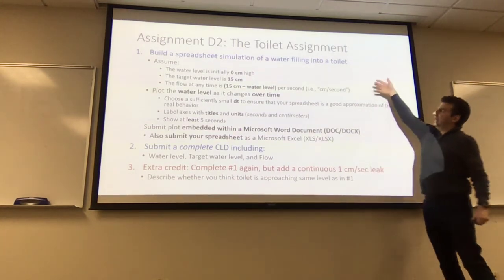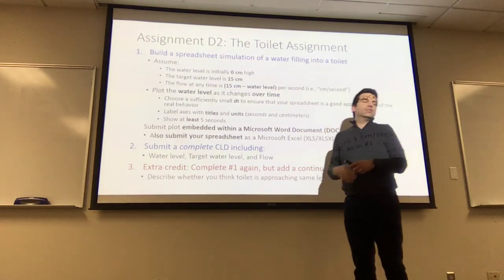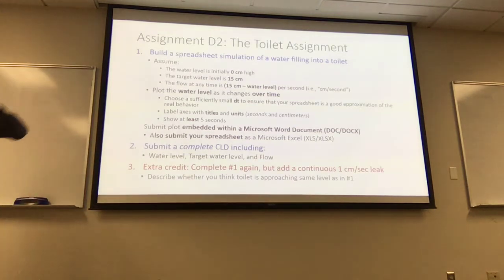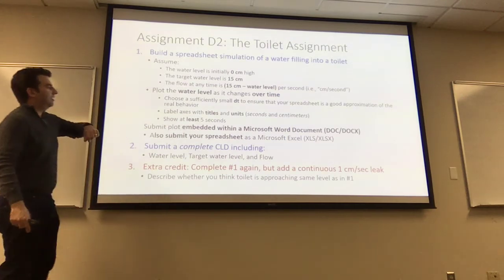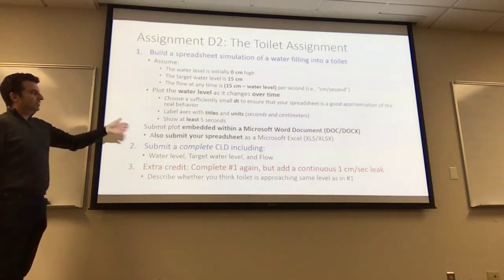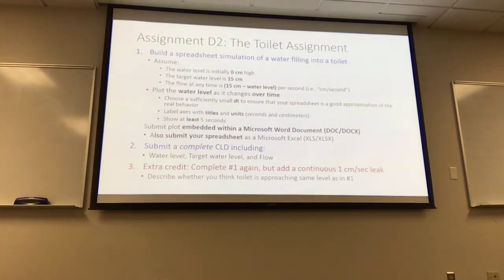So you're going to simulate this using an Excel spreadsheet. You're going to plot the water level as it changes over time, and that's going to require you to choose a sufficiently small DT to be a good approximation. Make sure you label things with titles and units like seconds and centimeters, and then again, show at least 5 seconds worth of data from this simulation. Submit it within a Word document, also submit your spreadsheet, and then show me a causal loop diagram showing this, and a hint, it should be a balancing feedback loop. It should be a relatively simple loop, similar to the other balancing feedback loops we showed, a single loop.